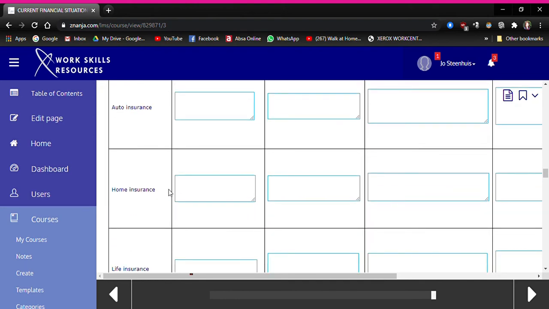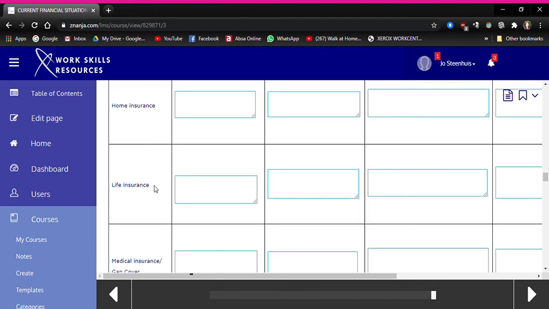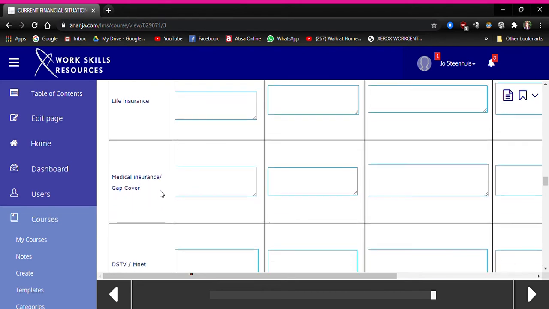Home insurance, that would be inside. That could be the structure as well. Life insurance, yep, I should have it. Medical insurance or gap cover. So just to remind you, if you don't know, gap cover would be if you have a balance between what the doctor charges and what your medical aid pays. So that's gap cover. Now, if you don't have gap cover, but you do have medical insurance, which is medical aid, you can then say to me, what is it currently? Is it a one-to-one need? Is it relevant at retirement?